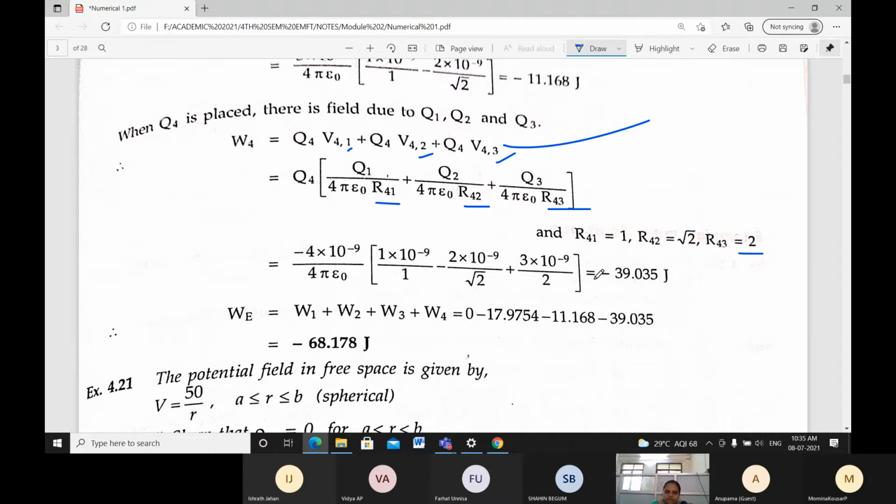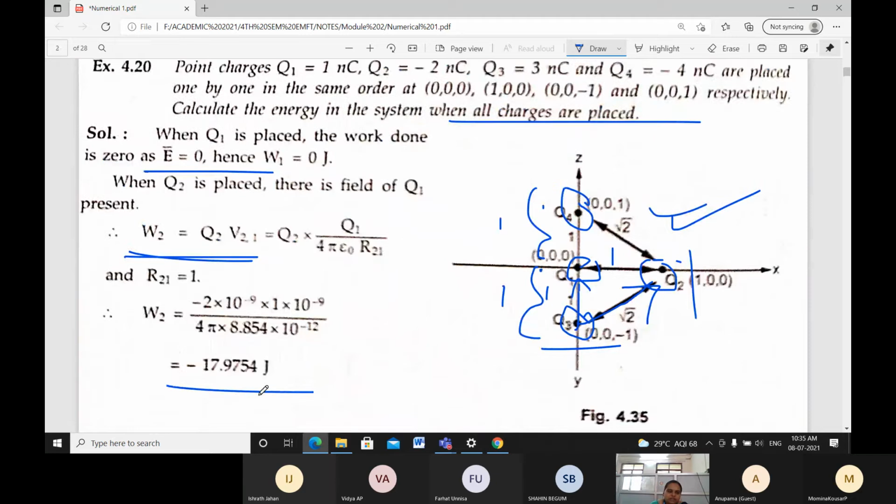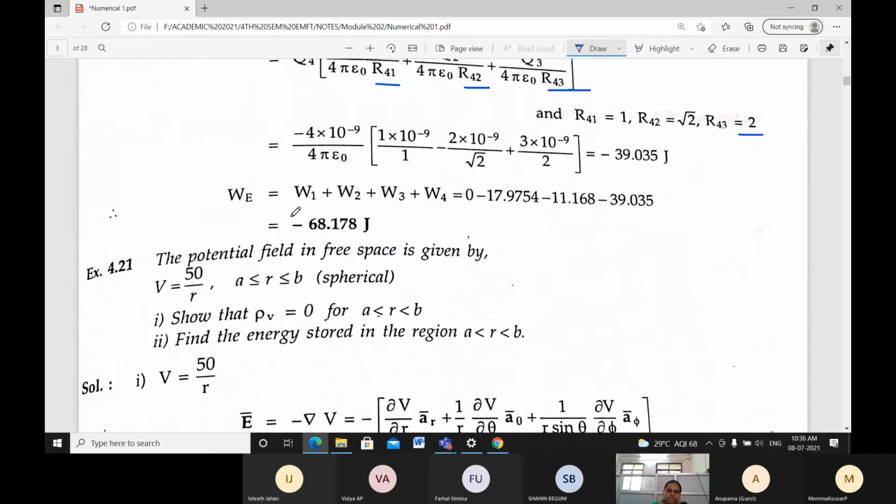Then what you have to do? We have to add W1, W2, W3, W4. Take all the values here, then add those. Then you will be getting minus 68.178 joules. Problems like this will be asked for 6 marks.